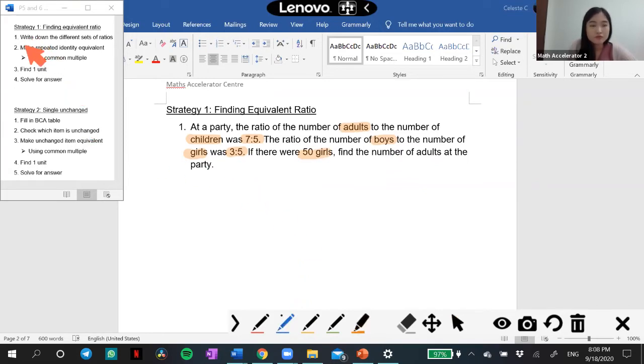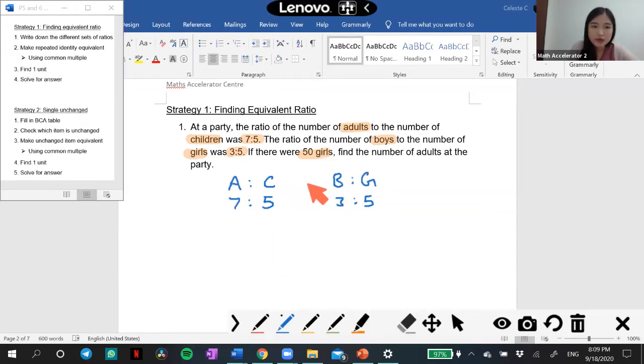Right, so first of all, write down the different sets of ratios. First of all is the adults to the children. Right, so 7:5. That's the first set. Right, what's the second set? Boys is to girls. 3:5.